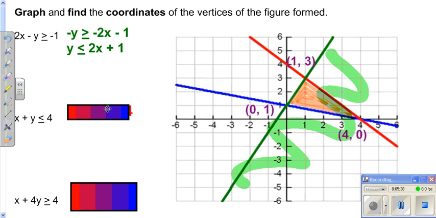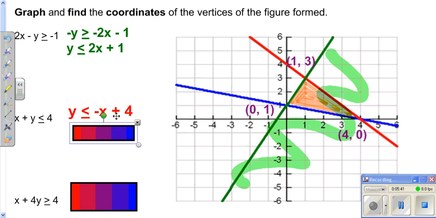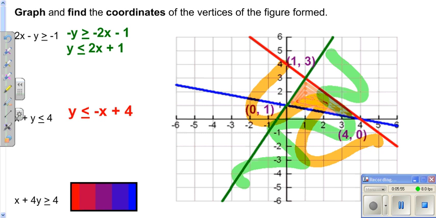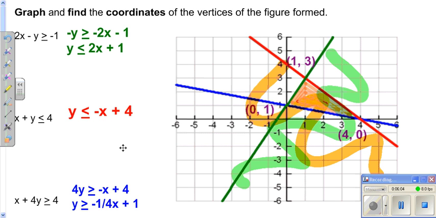Looking at the next one, I'm going to go ahead and get y by itself, so I'll subtract an x. Now we have y-intercept of 4, slope of negative 1, down 1 over 1, down 1 over 1, and so on. And so y is less than, so you're going to be shading below. Now we have our next one down here, get y by itself. So you get negative 1/4 x plus 1. Y-intercept of 1, slope negative 1/4. So down 1 to the right 4, down 1 to the right 4. And its y is greater than that, so you need to shade above.